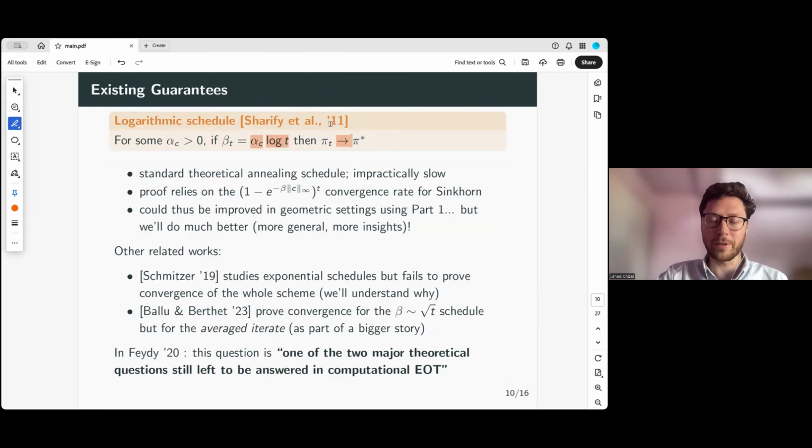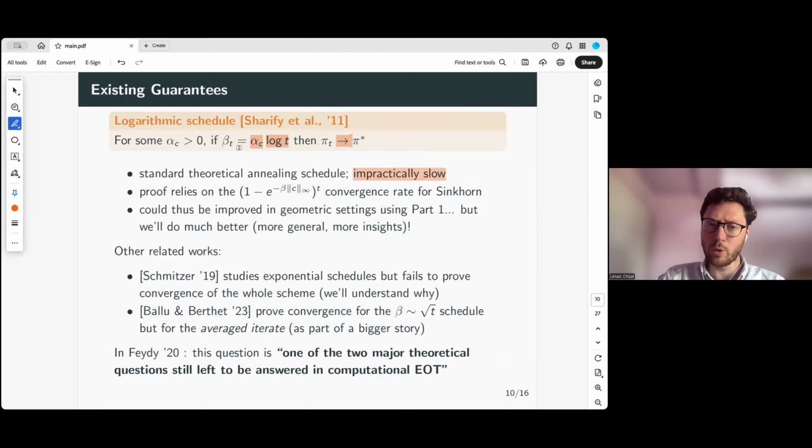This is a result by Sharifai and co-author. If you're familiar with the simulated annealing literature, for instance for Langevin algorithm or other algorithms with some notion of temperature, this is the standard rate that you get. But it's well known that this is impractically slow. No one wants to use a logarithmic schedule in practice.